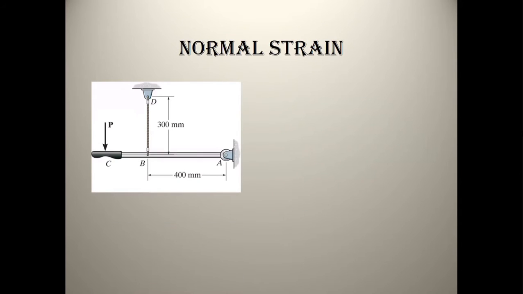The formulas are as follows, and here is an example for you. If you see this little rod on which we have a force applied at one end and a pin joint on the other, also a cable supporting it. Now when you apply the load P, what do you think will happen to the point C?